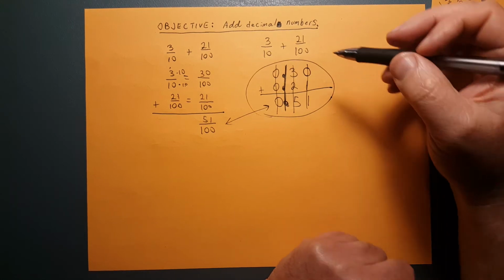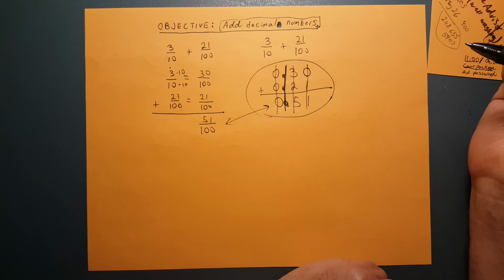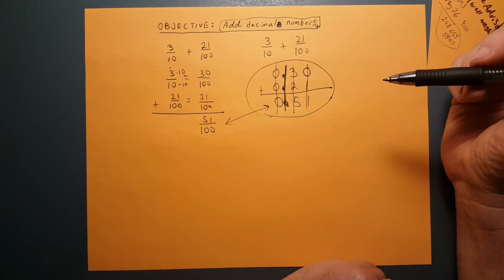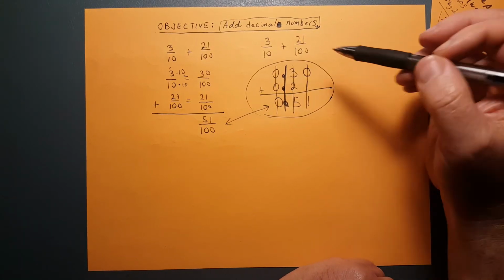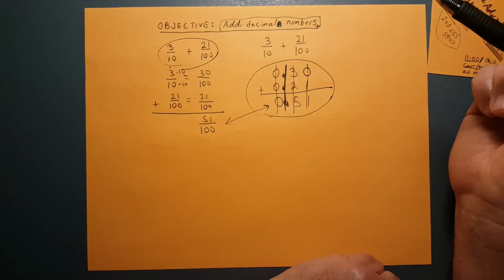Okay. So today we're going to be adding decimals, and they're just going to be tenths and hundredths is all we're going to be adding in the decimals. And we need to know how to do that so that we can do problems like this in an easier way. All right.